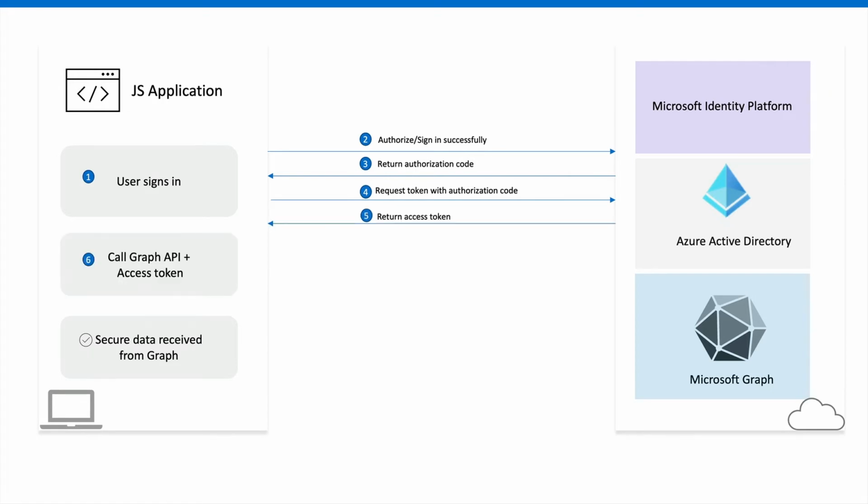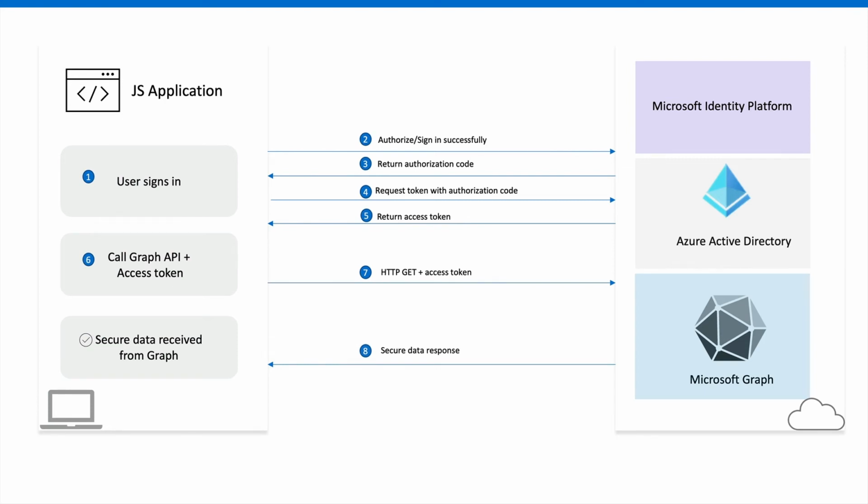Once an access token is successfully returned, we get to the really critical part of our application, which is calling the Microsoft Graph API. And we're going to be passing the access token in the header, as we talked about a little bit earlier. Once that access token is passed, Microsoft Graph can then be called, and then we can get our data back in a secured manner from Microsoft Graph.